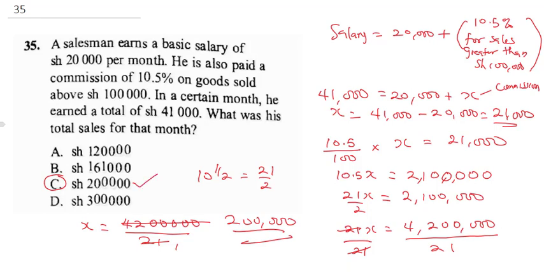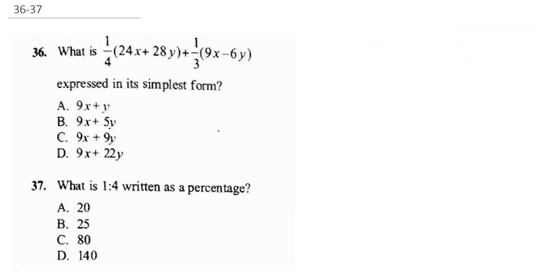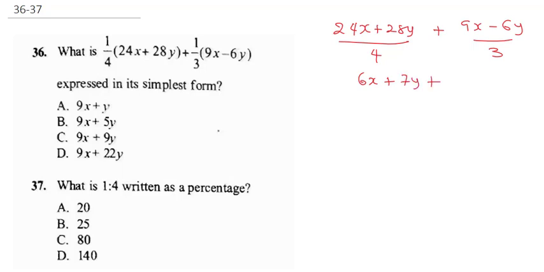Okay, so that will take us to the next question. Now this question says, what is this expressed in its simple form? Now one way to write this would be 24x plus 28y all divided by 4, plus 9x minus 6y all divided by 3. Now this will be 6x plus 7y, plus 3x minus 2y. Collect like terms: you have 6x plus 3x, that's 9x, plus 7y minus 2y is 5y. This is the correct answer. So the correct answer here is going to be B.